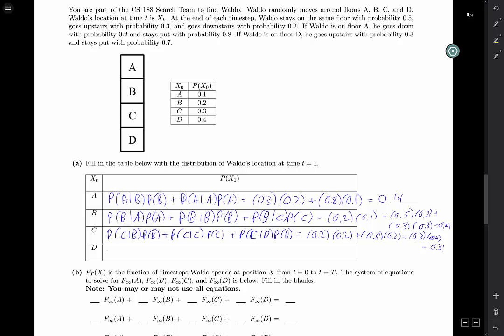And for D, what's the probability I came down? D given C times the probability of C, plus the probability that I stayed. So the probability that I came down is 0.2 times the probability I was in C, which was 0.3, plus the probability that in D I stayed, which is 0.7, and the probability I was already there, 0.4. So that equals 0.34.